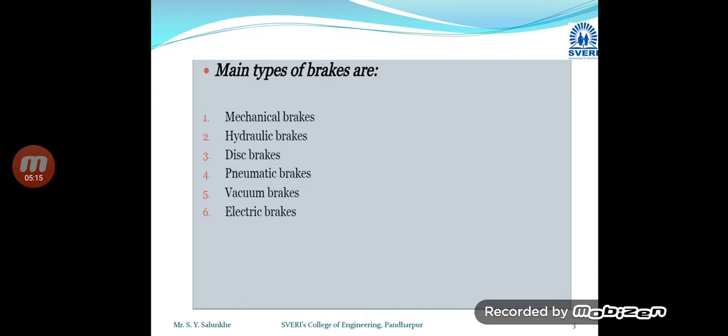Now next, we are going to see the types of braking system. Basically there are 6 types which are in actual practice. Out of that, first is the mechanical type of braking systems or brakes, which works on mechanical force and frictional force, that is applied force and frictional force. These are the major parameters which we have to consider for the application of mechanical brakes.